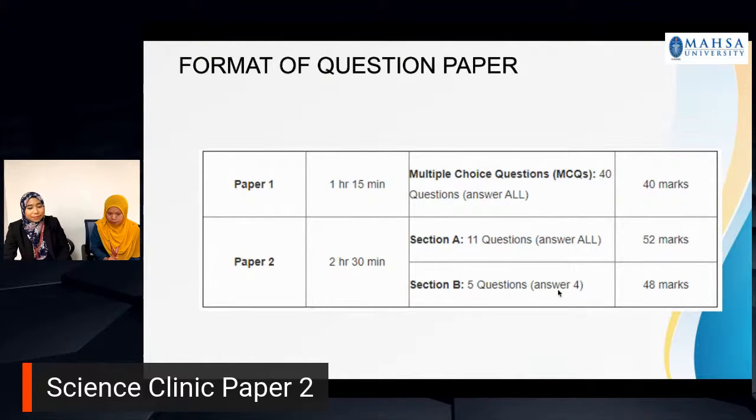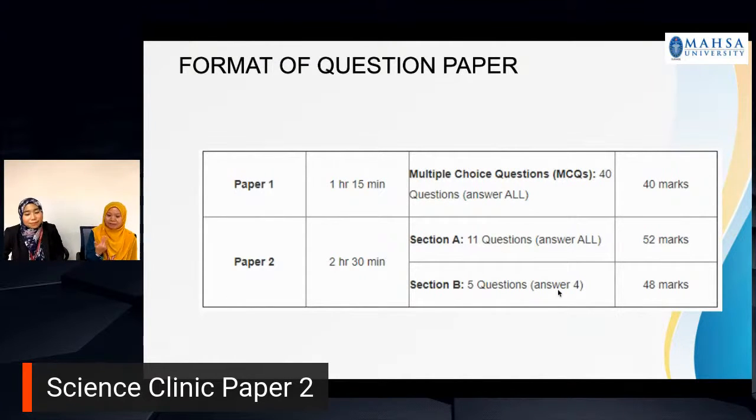For paper 2, it is 2 hours 30 minutes, and you have 2 sections, section A and section B. For section A, you need to answer all the questions, which is usually 11 questions. The marks for section A is 52 marks.